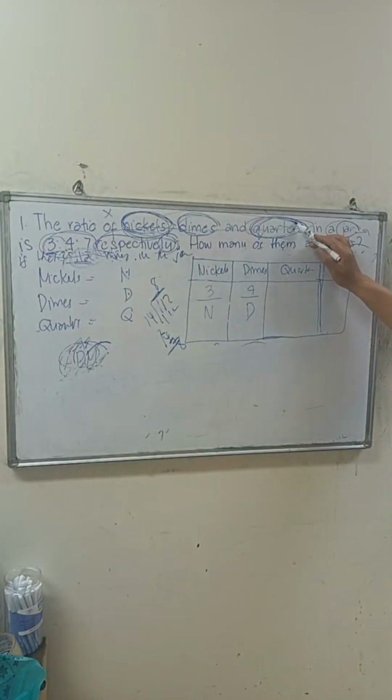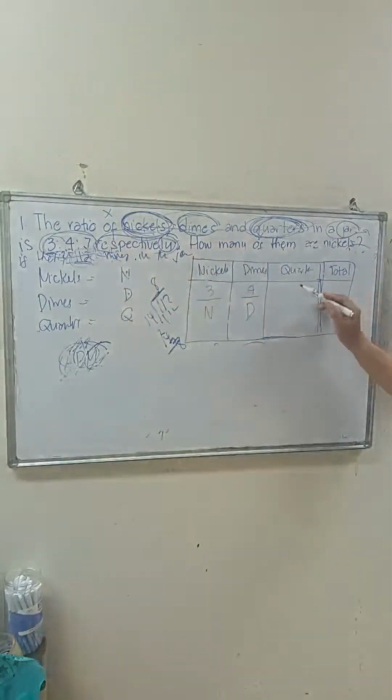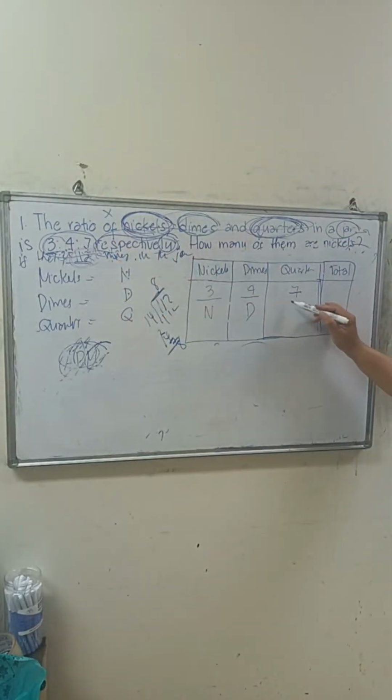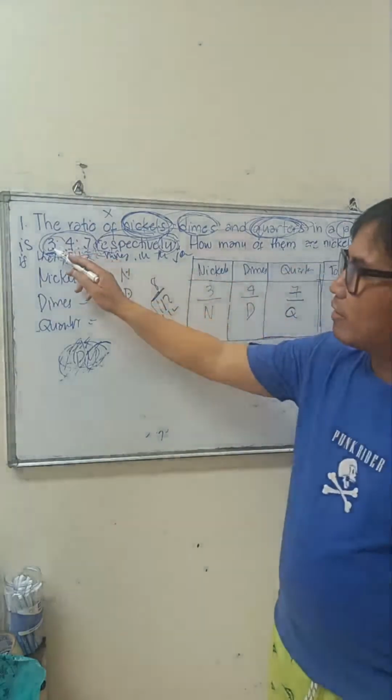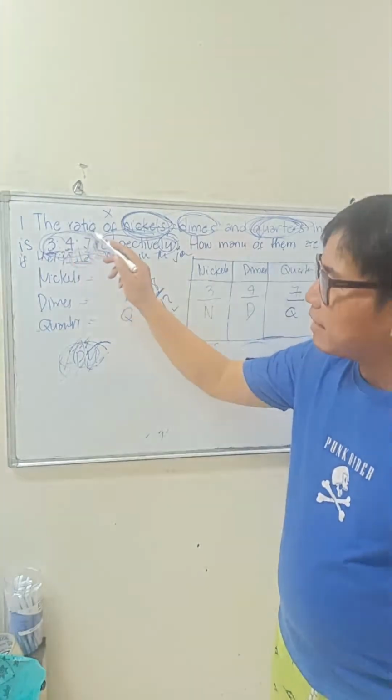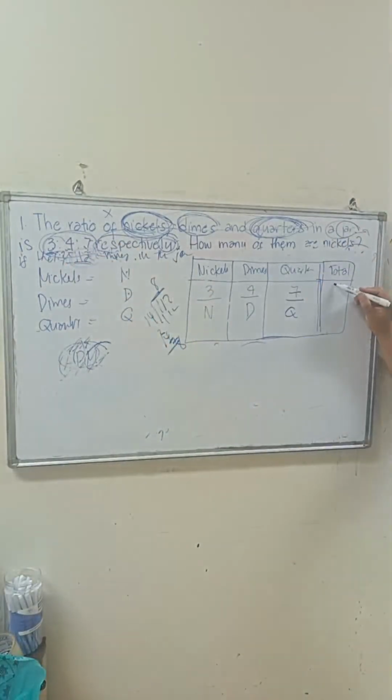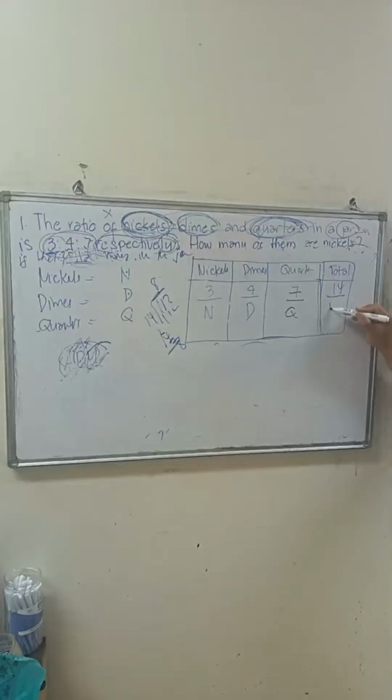Quarter, this is 7, so 7 over Q. Then for the total, we get the total of the quantity. 3 plus 4 plus 7 is 14, so 14 over 112. So in this tabulation, it's very easy also to detect.